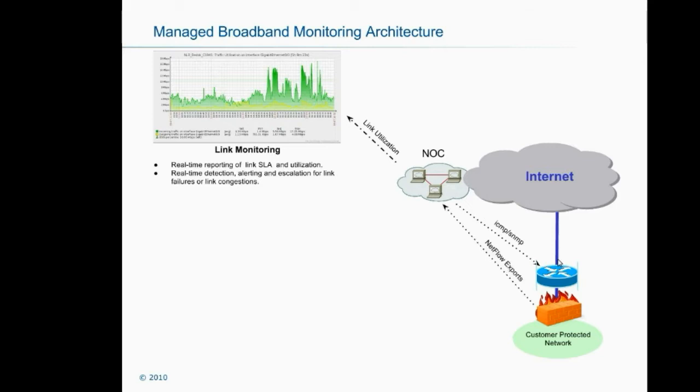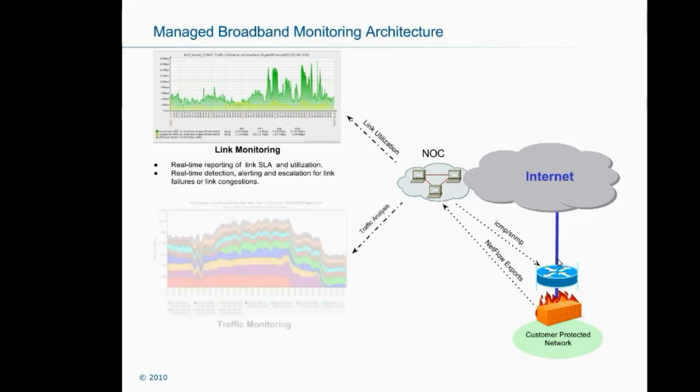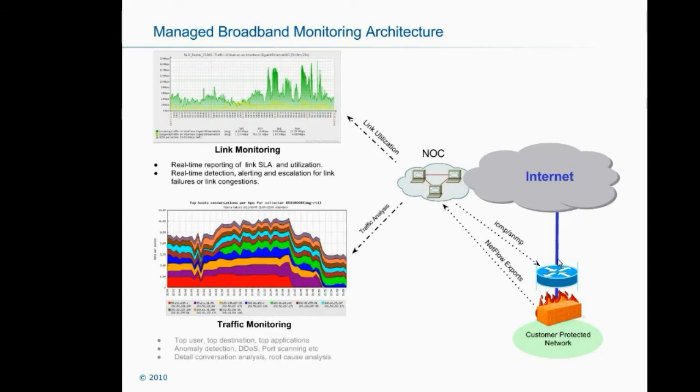And the next level of monitoring is to understand who is using the link, where do they go, and what do they do. Using these statistics exported from the router or the firewall, we process the data and present it in a graphical format so you have full visibility on the top user, who is using the most of the bandwidth, where do they go, and what do they do.